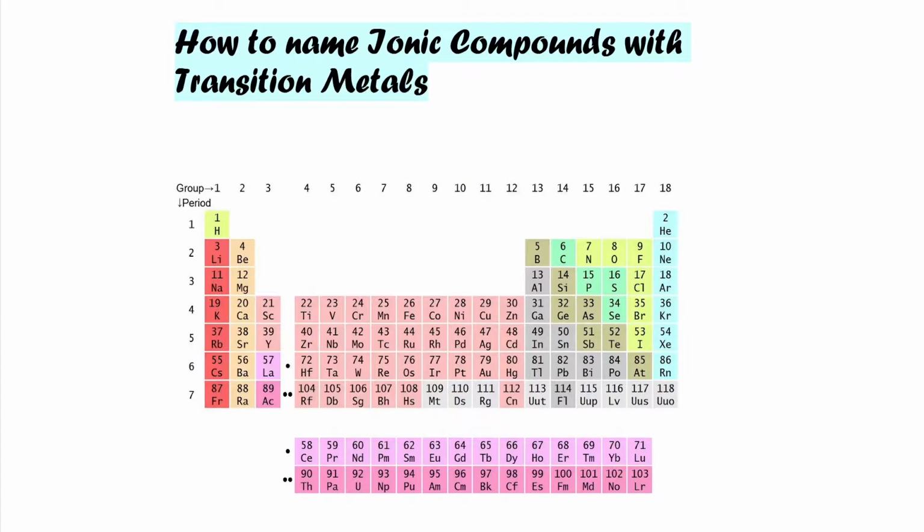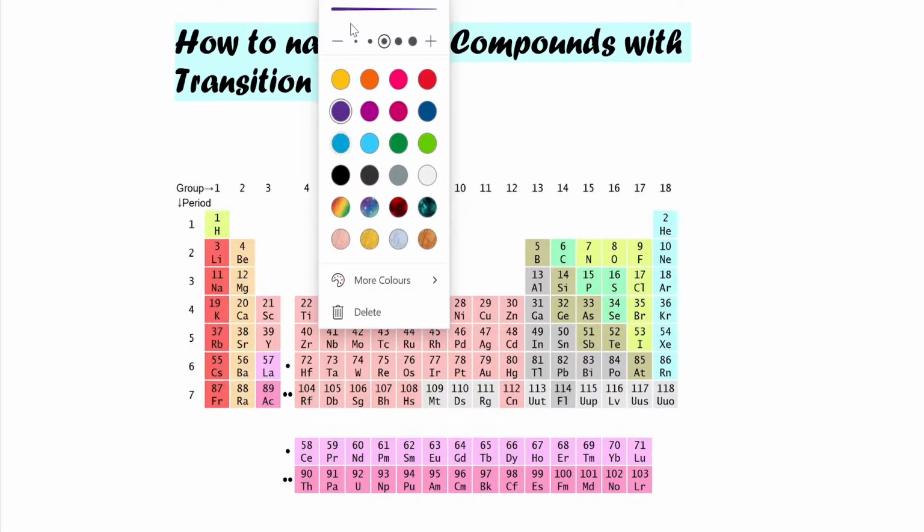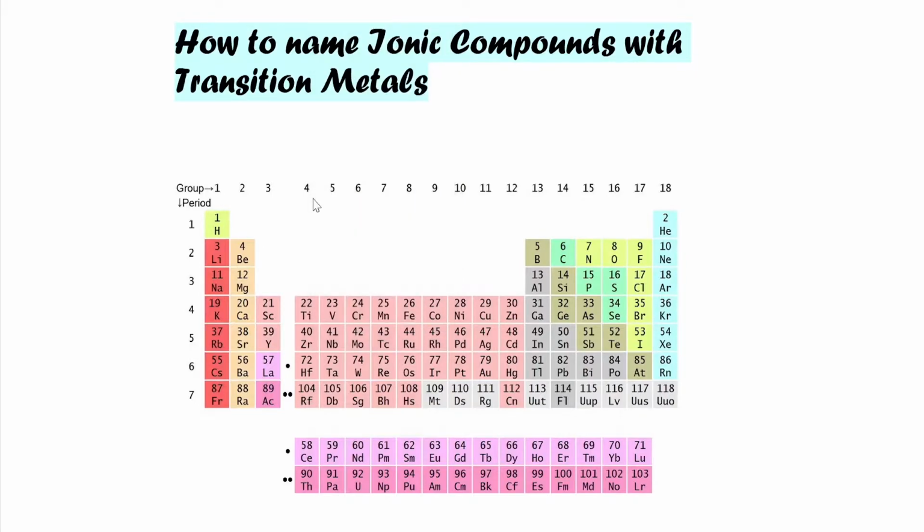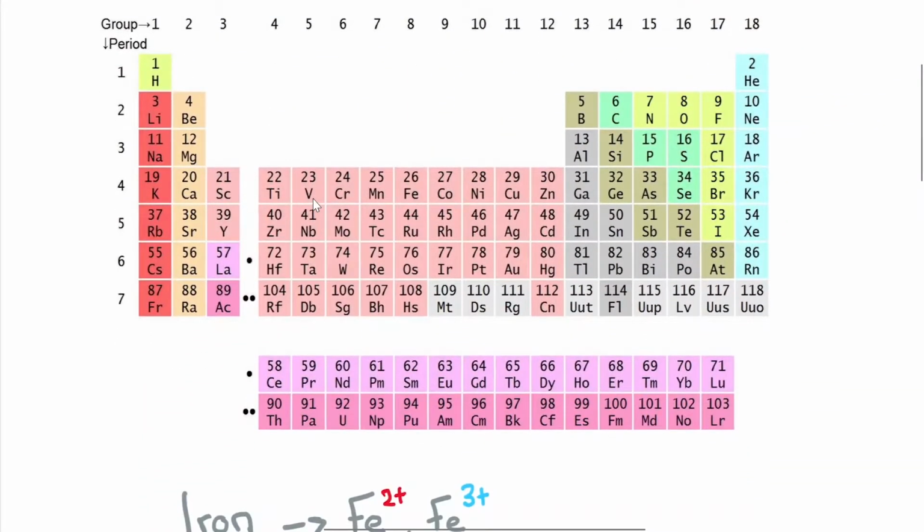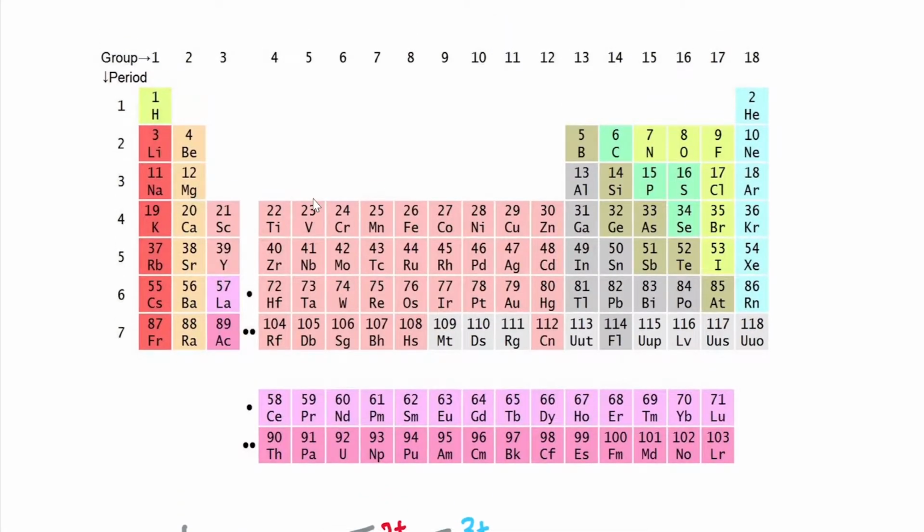All right, let's get into it. The first thing I want to look at in this topic is to identify what a transition metal actually is. If you zoom into the periodic table over here, a transition metal refers to a group of metals from the third group over here all the way to the 12th group over here. All right, these metals are all referred to as transition metals.